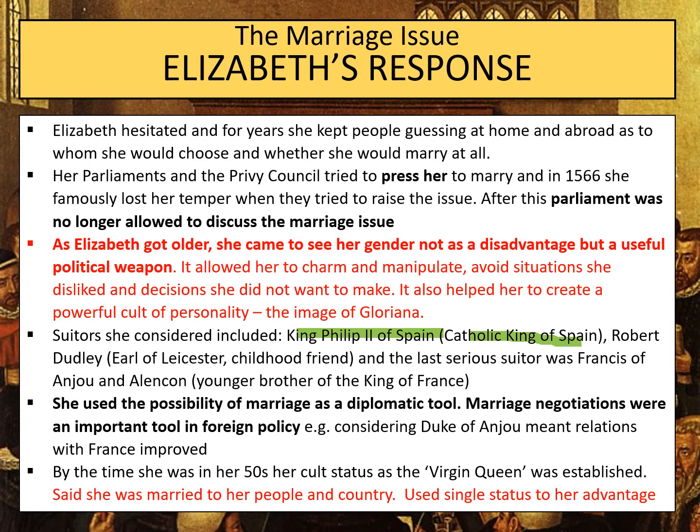Another person that she did consider was Robert Dudley, who was the Earl of Leicester and her childhood friend. Now, he'd been one of the Queen's favourites for a long time, and they'd been friends since childhood. His wife had died in 1560, and so it seemed like marriage could be possible between them.